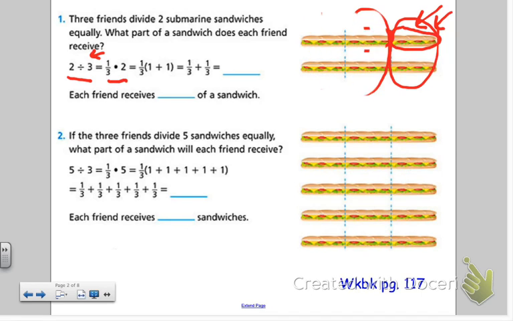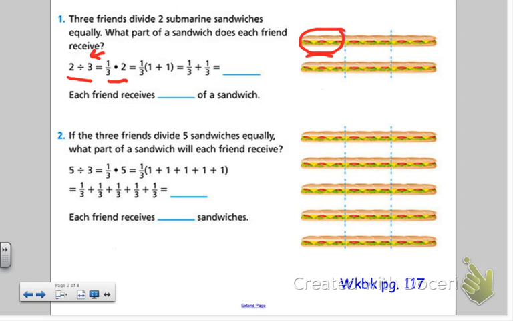Let me just erase this so you can see that again. Here's our 1/3, and we're going to times it by 2 because we end up having 2/3. So 1/3 plus 1/3 is the 2/3. So each friend is going to receive 2/3 of a sandwich. But I wanted you to take notice of the pattern here. 2 divided by 3 is the same as doing 2 times 1/3. Notice that that 3 now became 1/3.